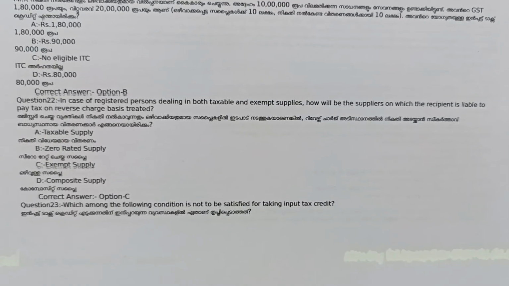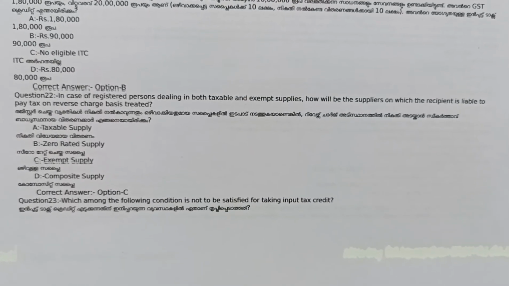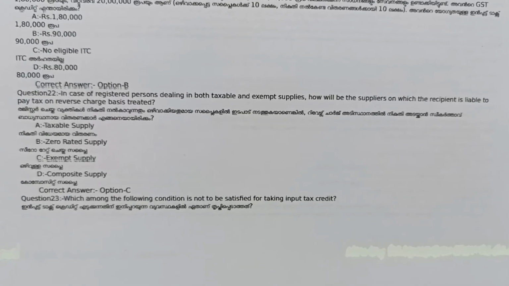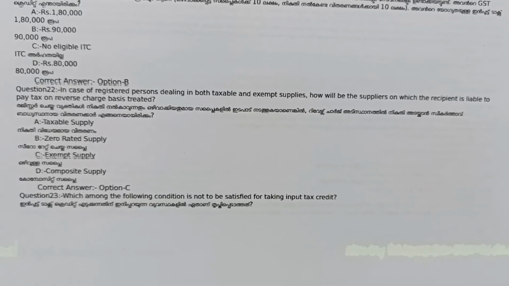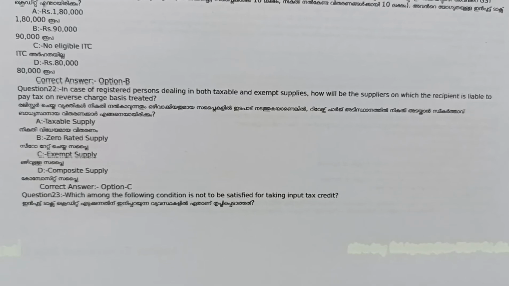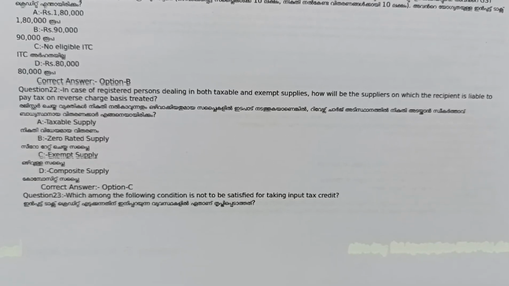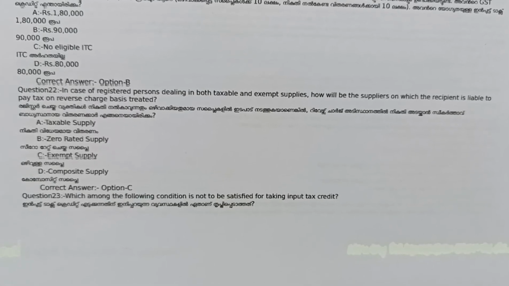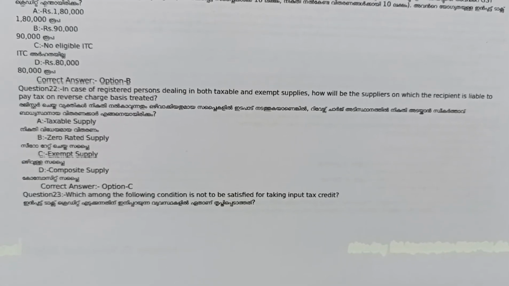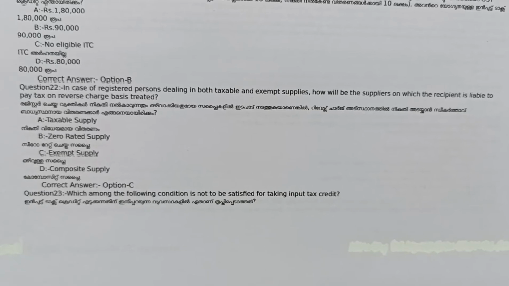Question number 22. In case of registered persons dealing in both taxable and exempt supplies, how will the supplies on which the recipient is liable to pay tax on reverse charge basis be treated? Option A, taxable supply. Option B, zero rated supply. Option C, exempt supply. Option D, composite supply. Correct answer option C, exempt supply.